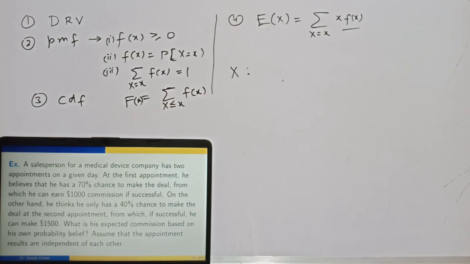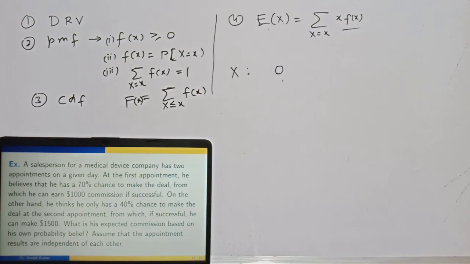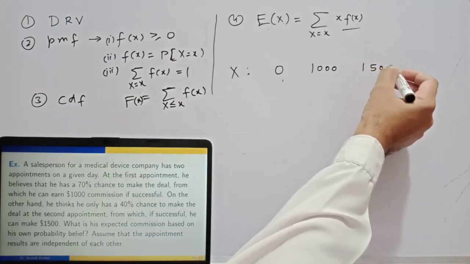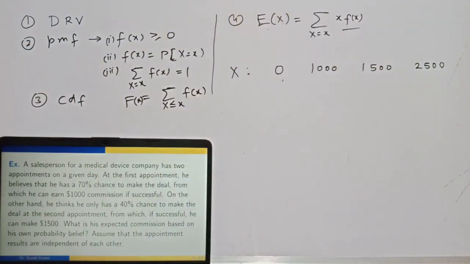Expected commission. So what should be X? Commission in dollars. So what are different possible values of X after reading this statement? No commission, I'm writing in dollars: no commission, $1,000, $1,500, and $2,500. These are basically the earnings which are possible. Okay, so these are different values of X.